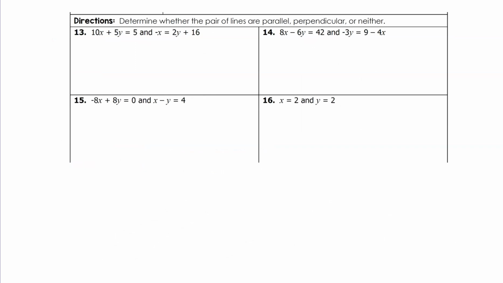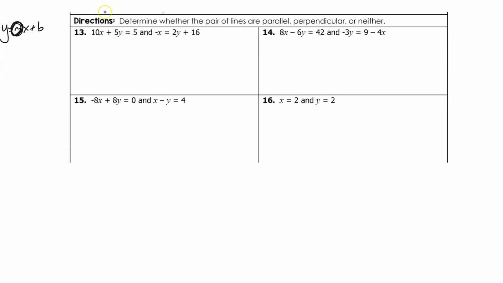All right, so let's try 13. Determine whether a pair of lines are parallel, perpendicular, or neither. So what we need to do is get each one of these lines into slope-intercept form, because all we need to know is that slope, that m. Once we can examine the slope, we know if they're perpendicular or parallel.